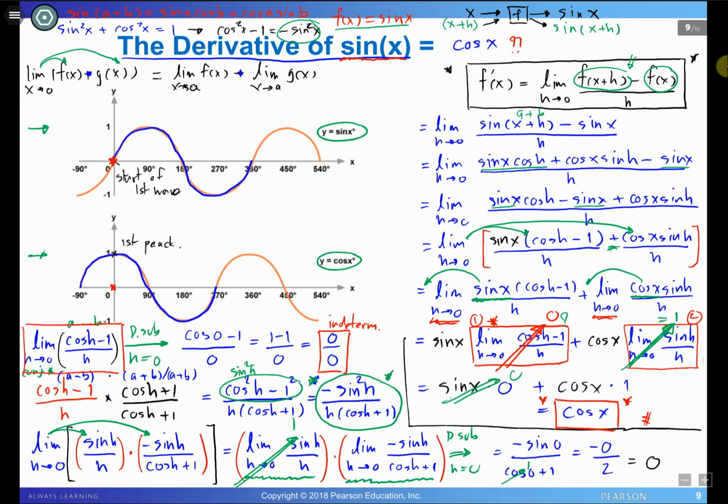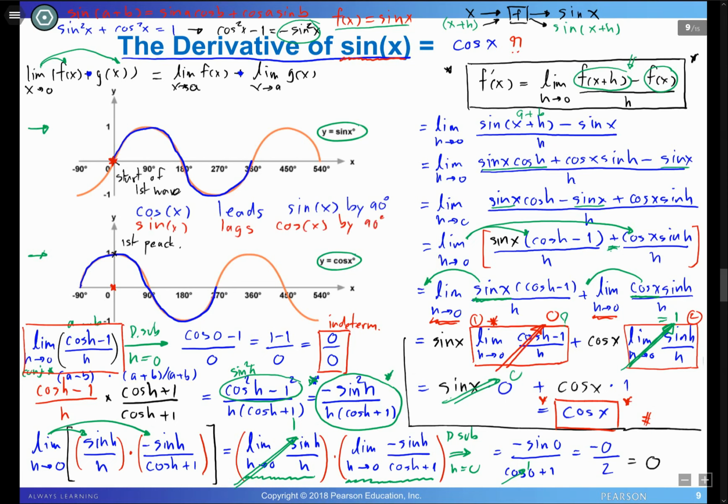So let's make a note right here. Cosine of x is considered to be leading sine of x by 90 degrees. Or you can say that the graph of sine of x lags the graph of cosine of x by 90 degrees. You can say this the other way around. Sine of x lags, following cosine of x by 90 degrees. So these are the properties between them in terms of comparing the lagging and leading.